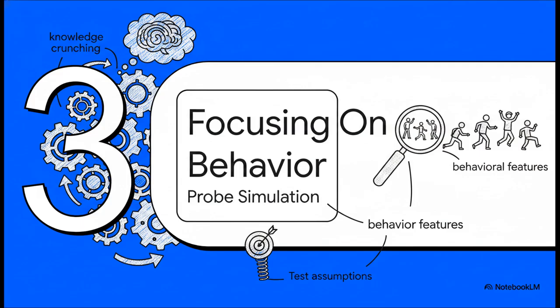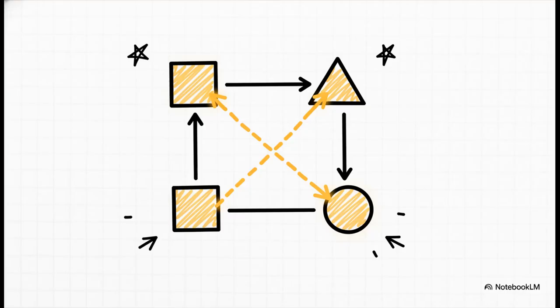Section 3. Focusing on behavior. Okay, so we had some basic nouns in place, but a model isn't just a static data schema, right? It actually has to do work. So we decided to focus our knowledge crunching on one very specific behavioral feature to test our assumptions: the probe simulation. To see if our model actually held up, we needed to trace how an electrical signal propagated through the board to detect design problems.